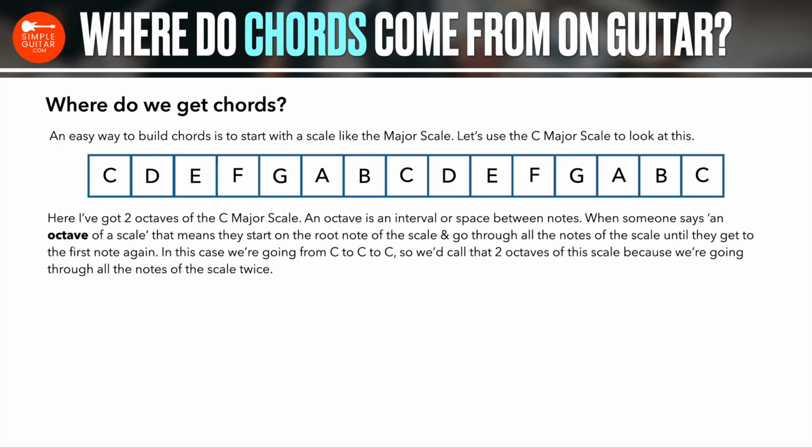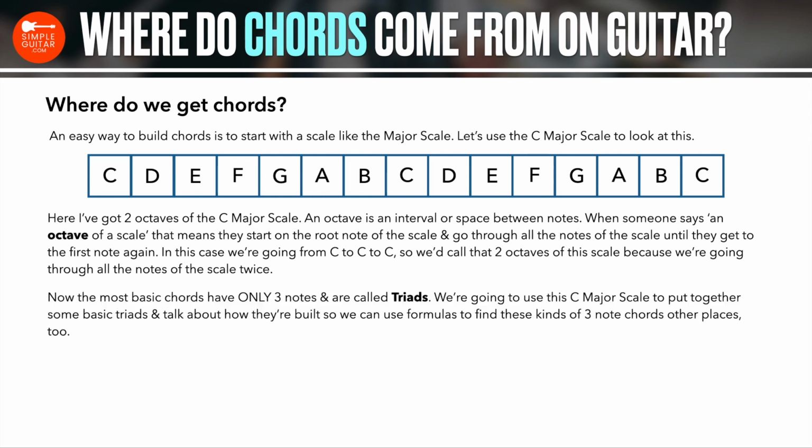So here we go. Here I've got two octaves of the C major scale. An octave is an interval or space between notes, okay? So when someone says an octave of a scale, like I just did, that means that you start on the root note of that scale and you go through all the notes of that scale until you get to that first note again. In this case, we're going from C to C, which would be one octave, and then we're going to C again. So we'd call that two octaves of this scale because we're going through all the notes of the scale twice.